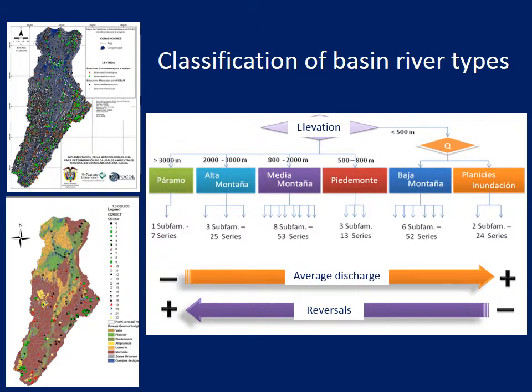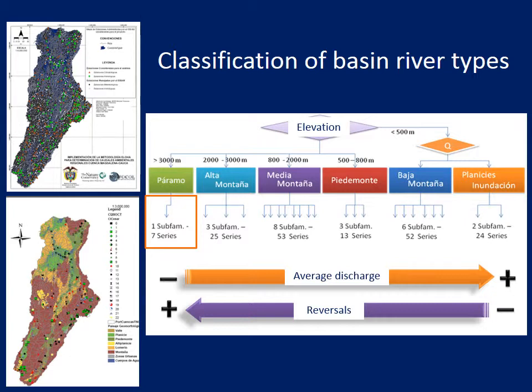And we eventually came down to the idea of developing effectively a family of river types. So we had six basic families of river types for this basin, ranging from, for example, the Páramo or high altitude grassland river type, right through to river floodplain river types. And in some cases, there is really only one type of river within this family. So there will be one subfamily of Páramo.